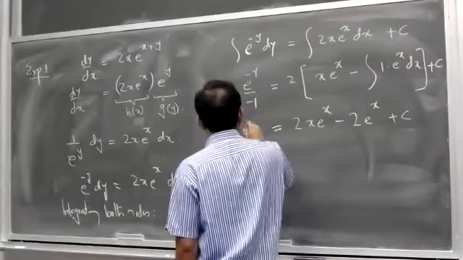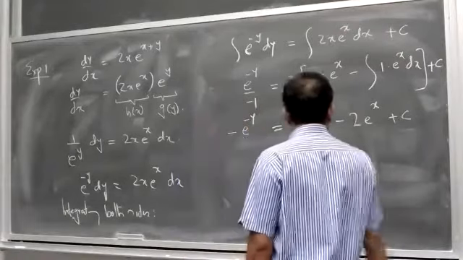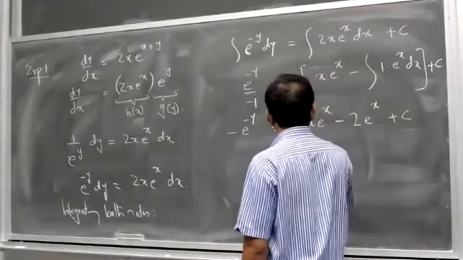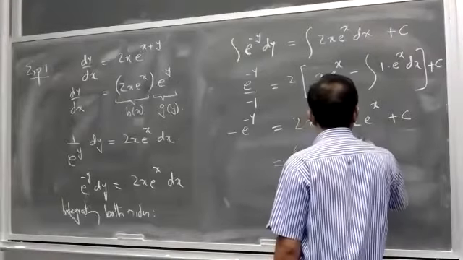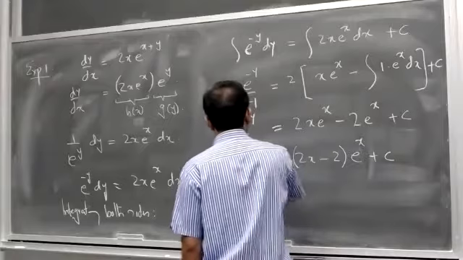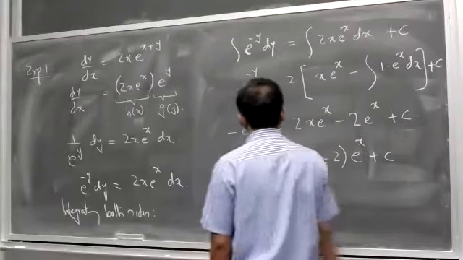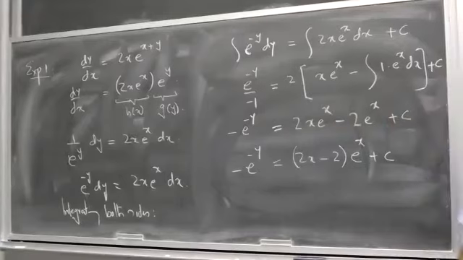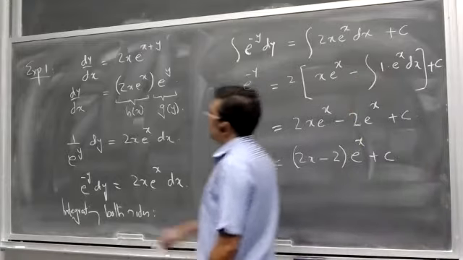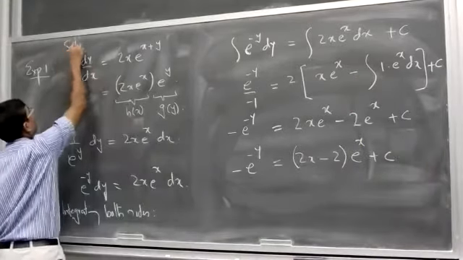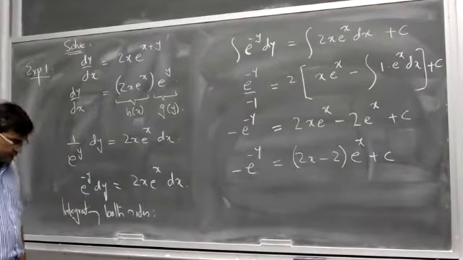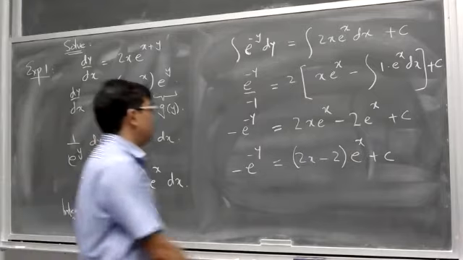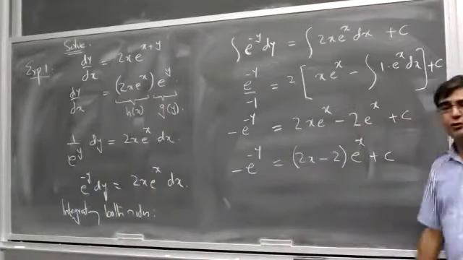Here you get negative e raised power negative y. So you get 2x minus 2 e raised power x plus c and e raised power negative y. So this is your solution of the given differential equation. Okay, we had to solve this ODE. So this is your solution. You can further simplify this solution.